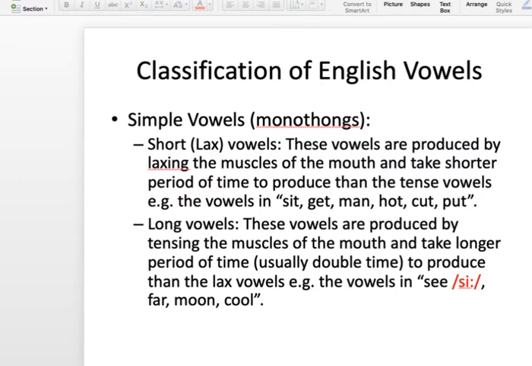So if you compare sit with seat, the s and t are the same for sit and for seat. If sit takes a certain amount of time, seat will take double in the production of the vowel sound in between s and t. Sit will take half of the long vowel. So this is what we have already talked about.